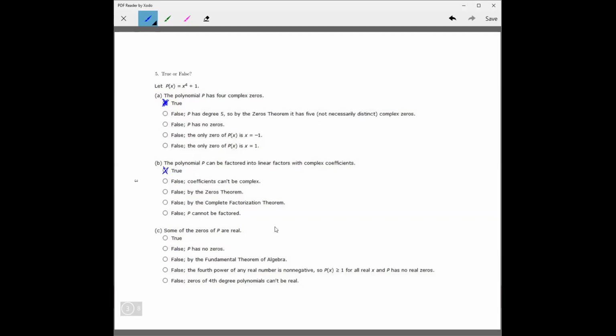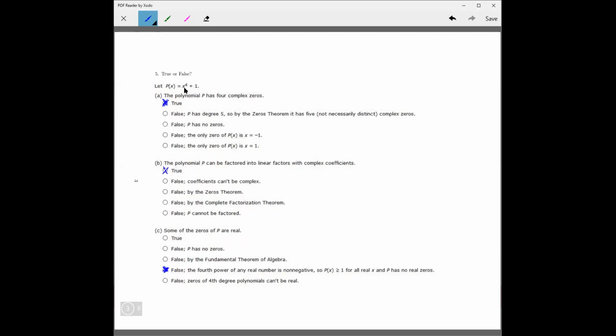You can factor it into linear factors with complex coefficients. What is still up in the air is whether you can factor it into linear factors with real coefficients, which you can't do with this one. If you look at part C, some of the zeros are real. That's false. It has no real zeros.